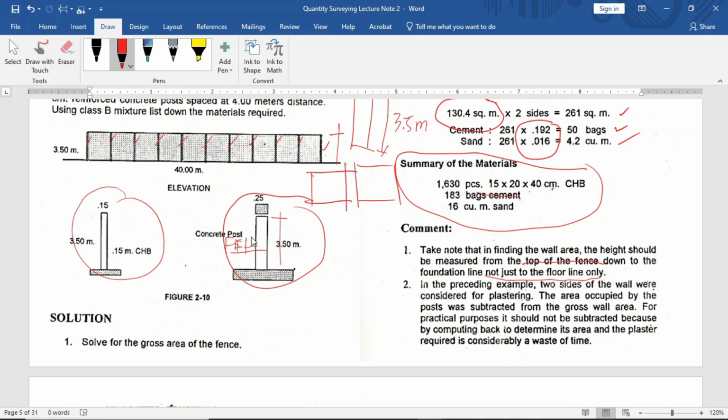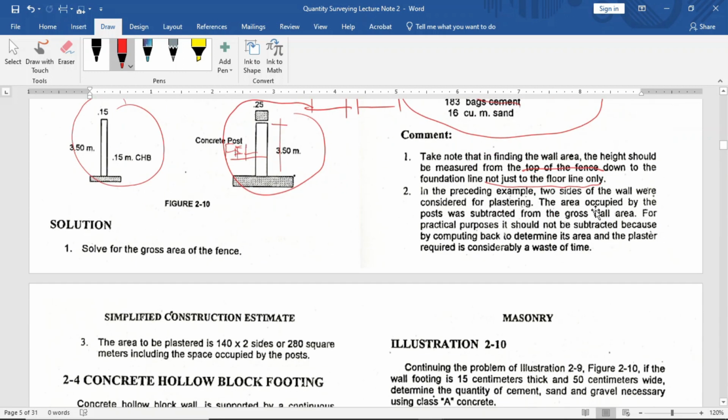So, number 2 is, in the preceding example, two sides of the wall were considered for plastering. The area occupied by the post was subtracted from the gross wall area. For practical purposes, this should not be subtracted because computing back to determine its area and plaster required is considerably a waste of time.